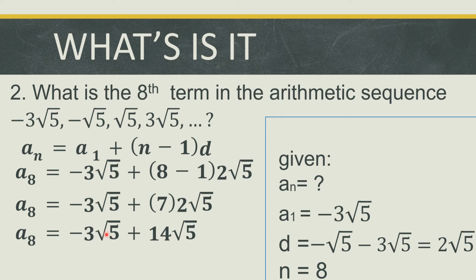And then this time we're going to simplify. So if we're going to add radicals, we're just going to add the coefficients, but make sure that the radicands are the same. So that is negative 3 plus 14, following the rule of integers, that is equal to 11 square root of 5. So it means our 8th term is 11 square root of 5.